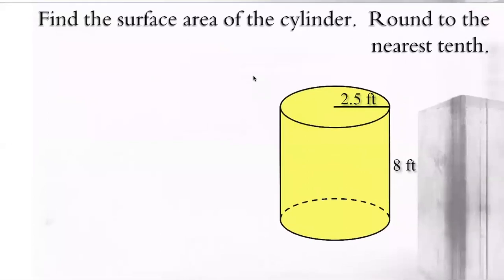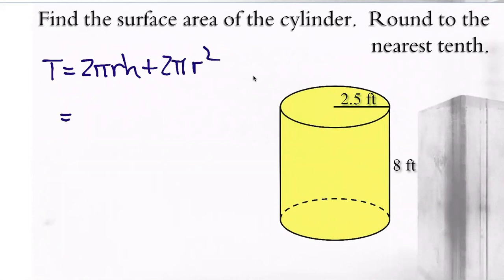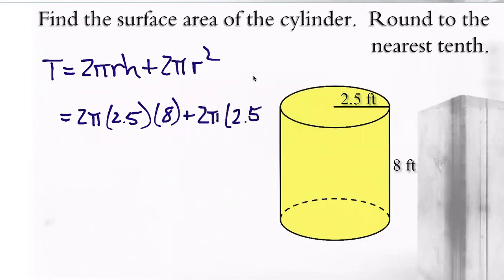So the thing here is we start with our formula. So always write the formula for the problem. 2 pi RH plus 2 pi r squared. And then we go ahead and just plug everything in. So I've got 2 times pi times my 2.5 for the radius. Height, again, from one circle to the other, which in this case would be 8. And then we finish it off with 2 times pi times radius again, squared.